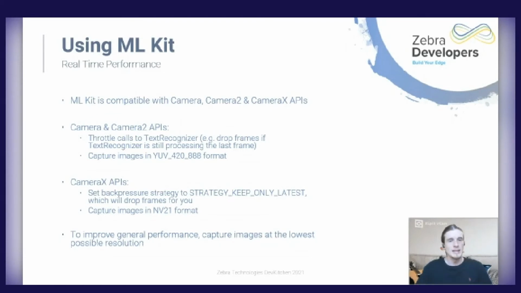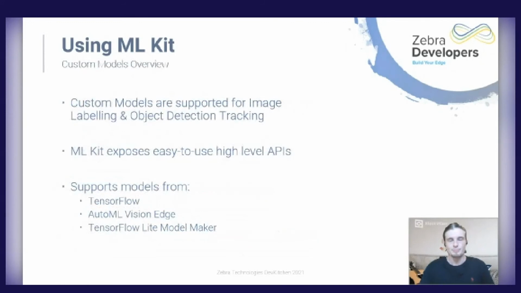Alternatively, if you're using the Camera X APIs, the recommendation is pretty much to do the same thing, which is to drop frames if the text recognizer is busy processing the frames when you have a new frame ready. But Camera X APIs do this for you, basically, provided that the back pressure strategy is set to STRATEGY_KEEP_ONLY_LATEST. We also recommend capturing images in the NV21 format, and to improve general performance, you want to capture images at the lowest possible resolution.